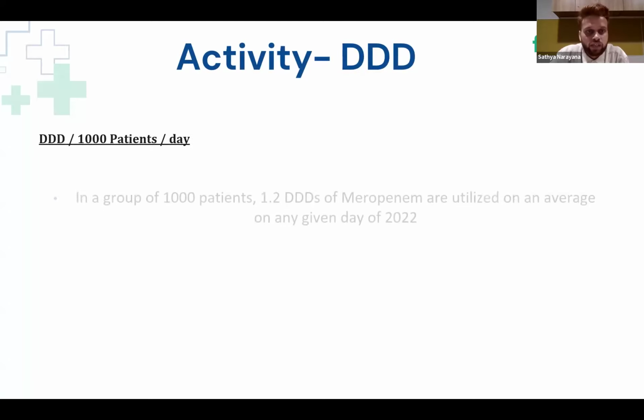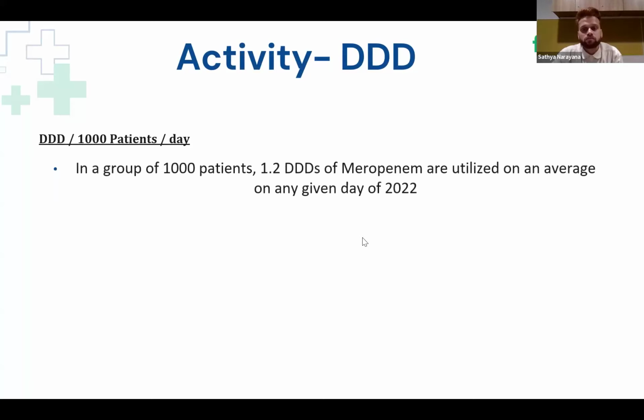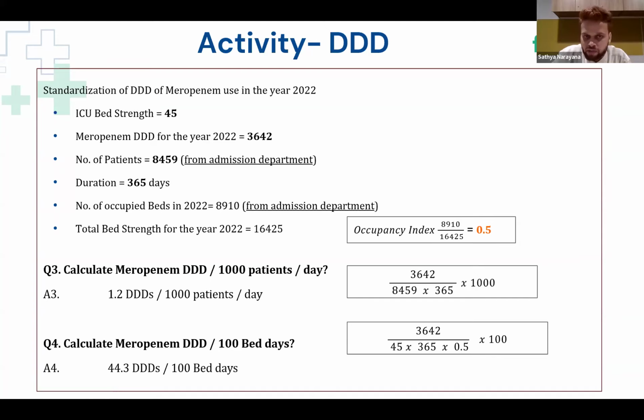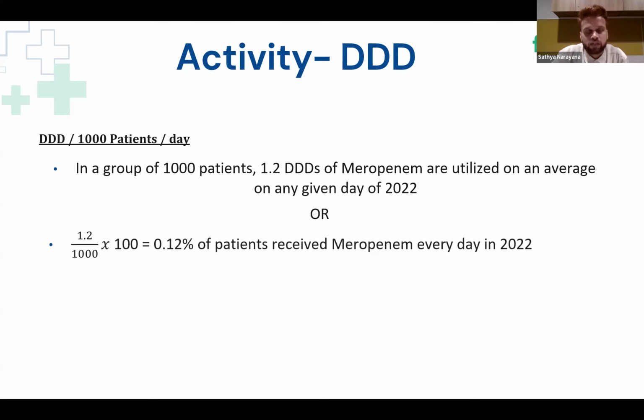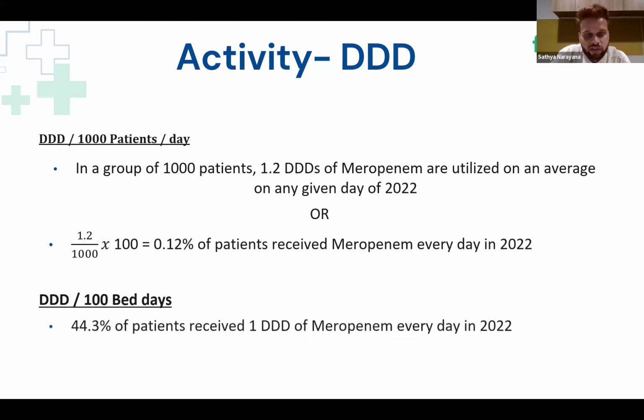And this is the same thing where we have just discussed the complete data, the complete numericals. Mostly the DDD would be calculated as per 1,000 patients per day, or DDD per 100 bed days. So these are the two ways we follow for calculating the DDD. But the most preferable one would be 100 bed days, and this is also one of the equations that a few countries are following.